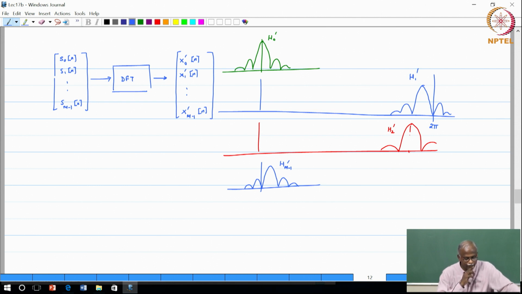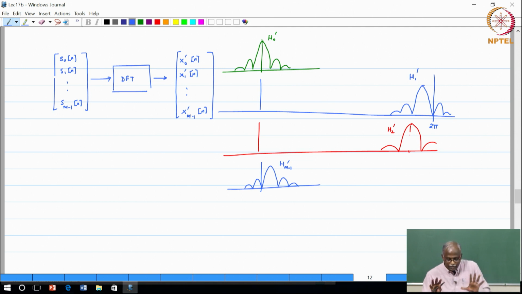Now, can you give me an interpretation of what happens when you take the DFT of a vector? How did you get x naught prime of n? You took the input, passed it through a filter which was basically a comb filter, and then you observed the output, and these S naught, S1, Sm minus 1 are all delayed versions. So it is basically the input signal that you have taken.